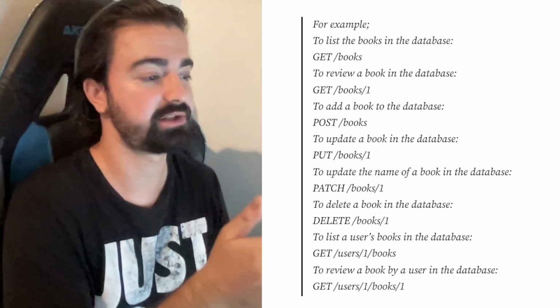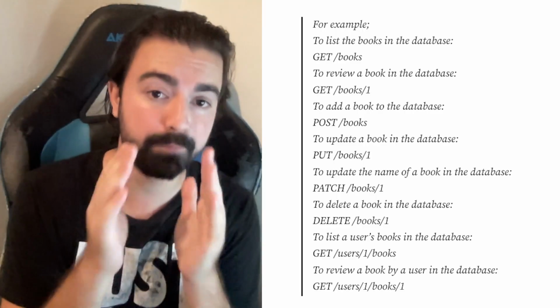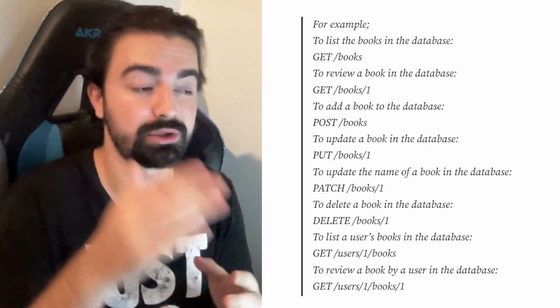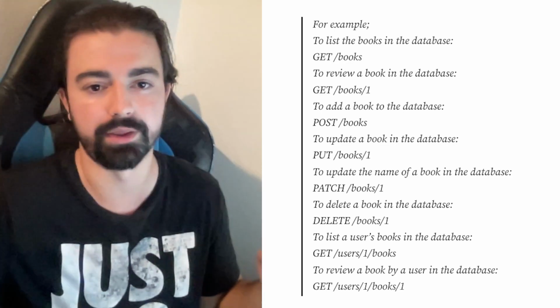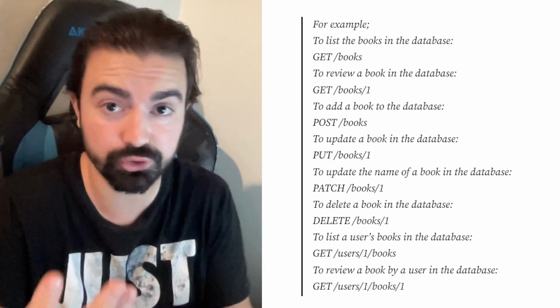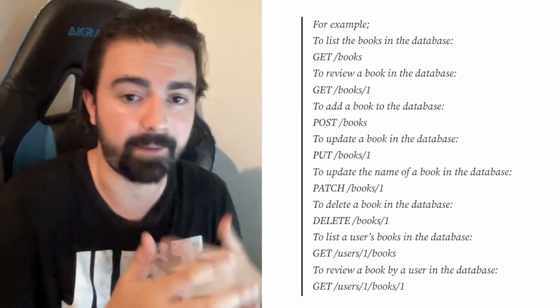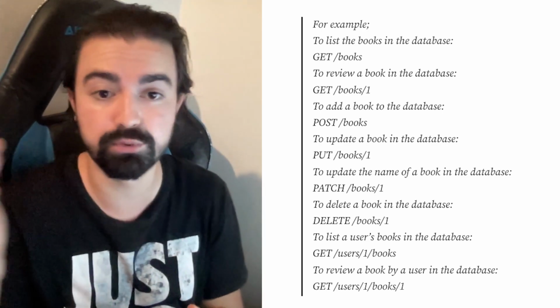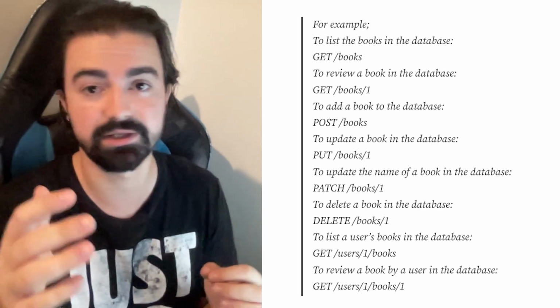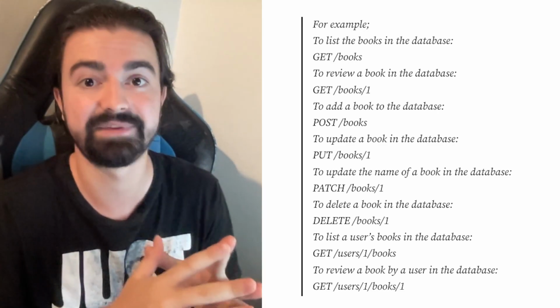For example, as you can see on the screen right now, to list the books in the database, you've got to use the books endpoint. To review a book, you've got to use books/1. To add a book, you've got to send a POST request to books. To update a book in the database, you've got to send a PUT request to books/1. The one in the URL right now is the ID.